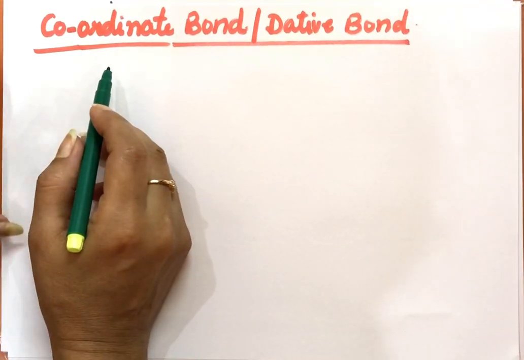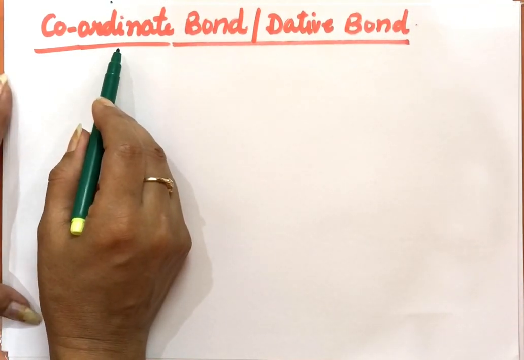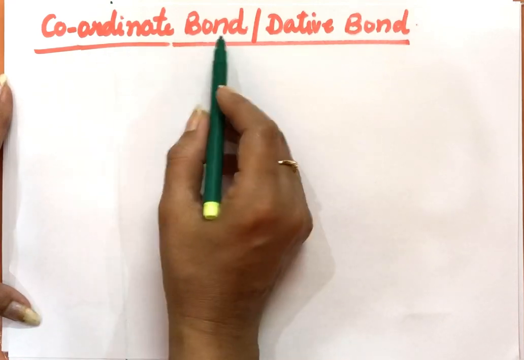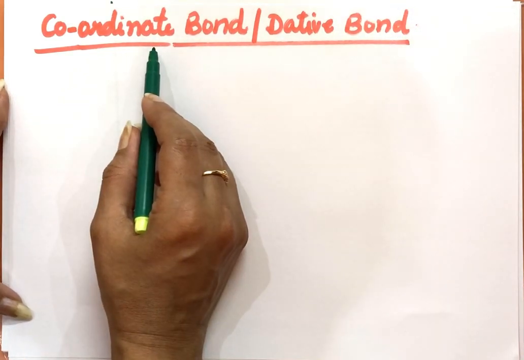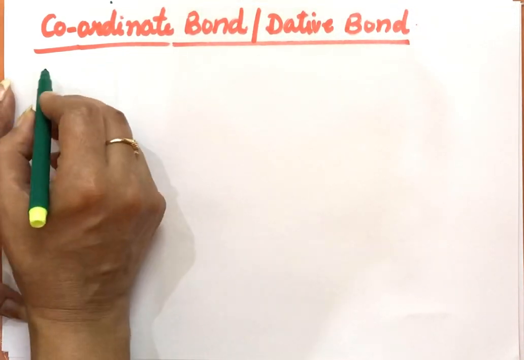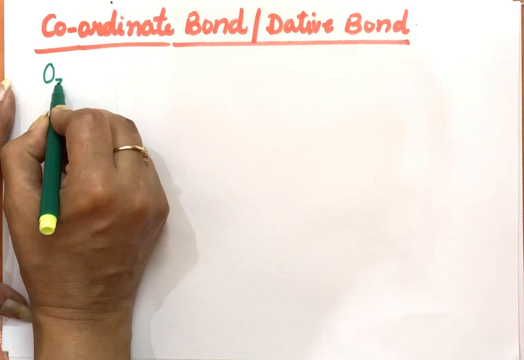Next topic in covalent bonding chapter is coordinate bond or additive bond. Now what is a coordinate bond? It is a type of covalent bond only. So this is also known as coordinate covalent bond. To understand this, I am taking the example of O3 molecule.